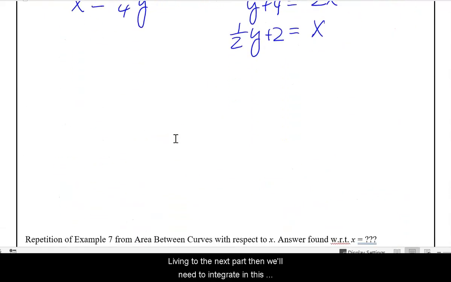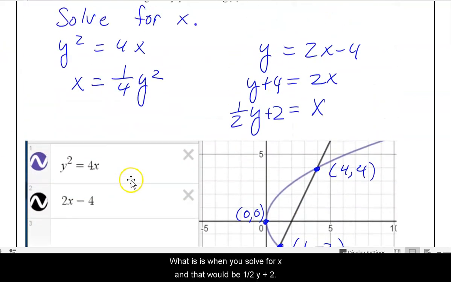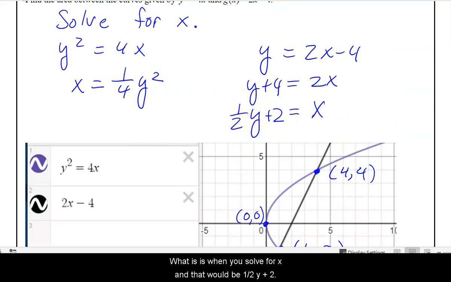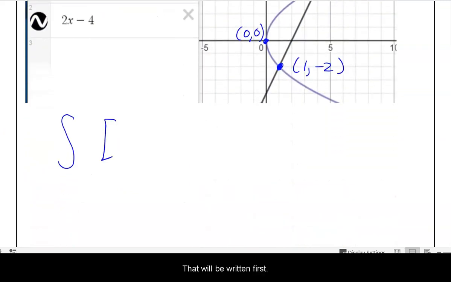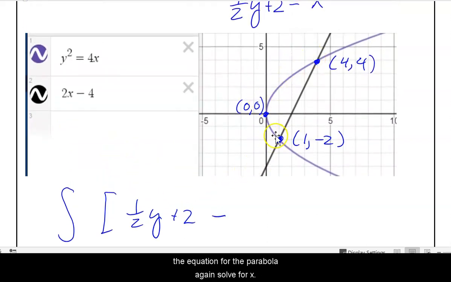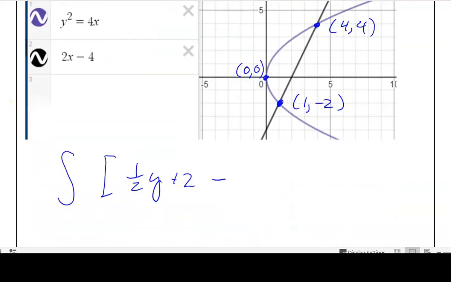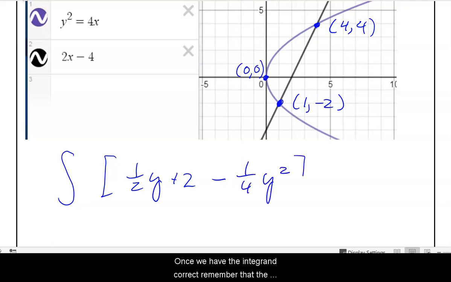Moving to the next part, then we'll need to integrate. In this case, we want to go from the rightmost graph, which is the slanted line, but we need to write it in terms of what you get when you solve for x, and that would be 1/2 y plus 2. That will be written first. Now we subtract for the formula, but we need to write the equation for the parabola, again solved for x. That is 1/4 y squared. Once we have the integrand correct, remember that the differential is dy.